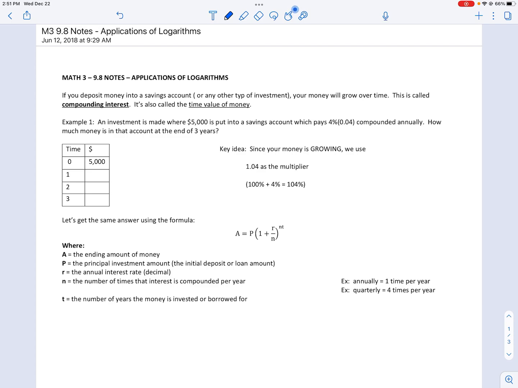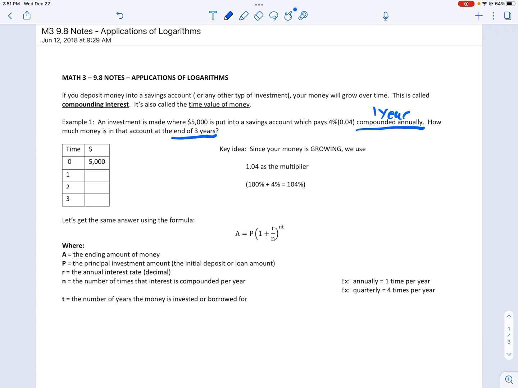So if you deposit money into a savings account or any other type of investment, your money will grow over time. This is called compounding interest. It's also called time value of money. Here's an example. An investment of $5,000 was made into a savings account that pays 4%, which is 0.04. It's compounded annually. When it says annually, that means 1 year. How much money is in the account at the end of 3 years?